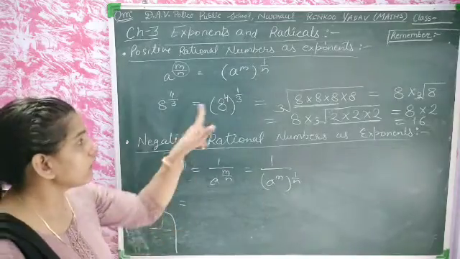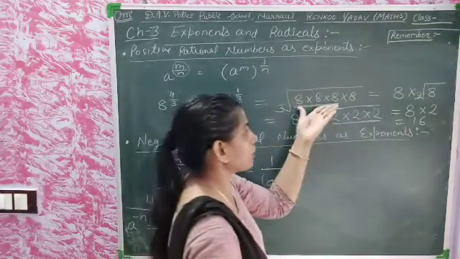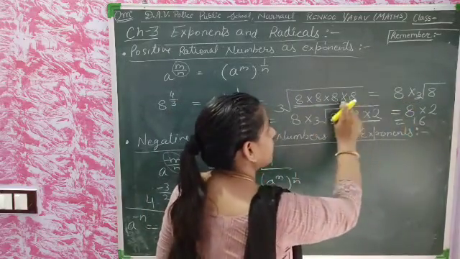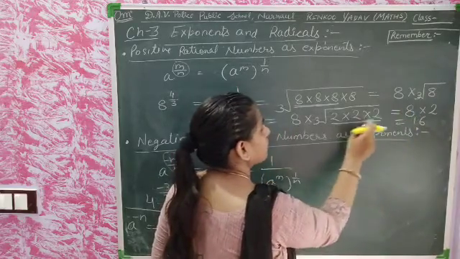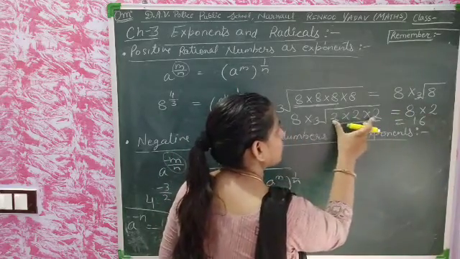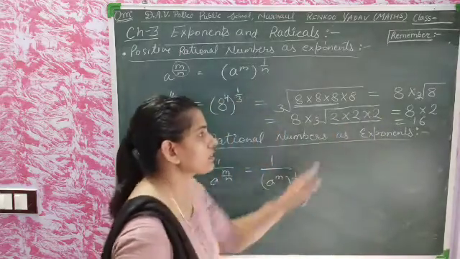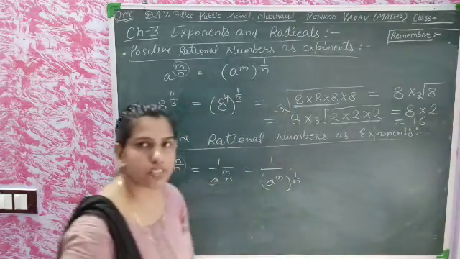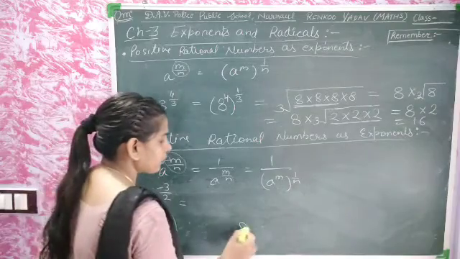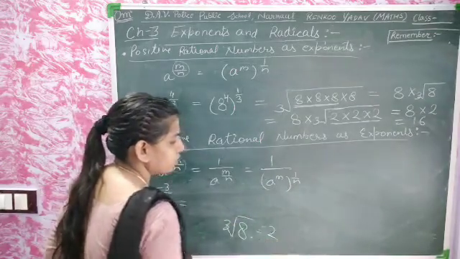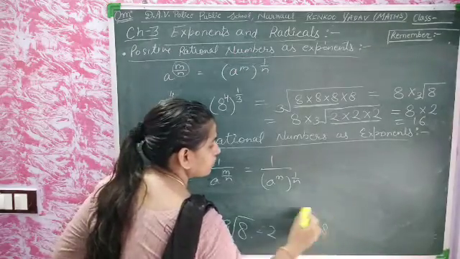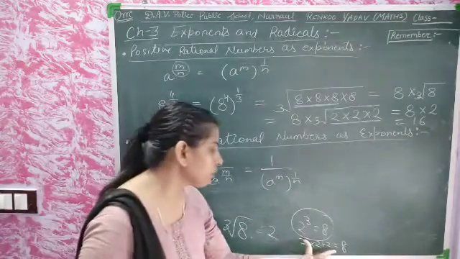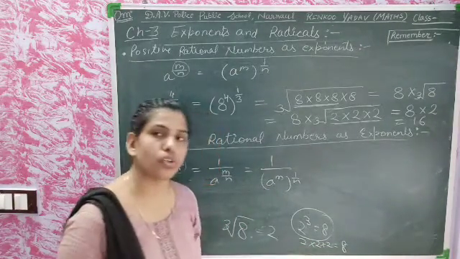Clear? Again, 8 to the power 4 to the power 1 by 3: the cube root of 8 into 8 into 8 into 8 is 8 into the cube root of 8, and 8 into the cube root of 2 into 2 into 2 means 2 comes outside, and 8 into 2 is 16. Is this clear, students? And generally, what is the cube root of 8? That is 2, because 2 cubed equals 8. 2 into 2 into 2 is 8, so its cube root is 2 only.